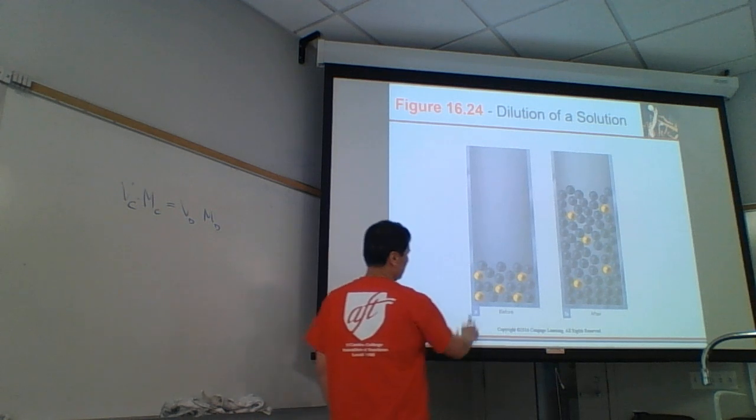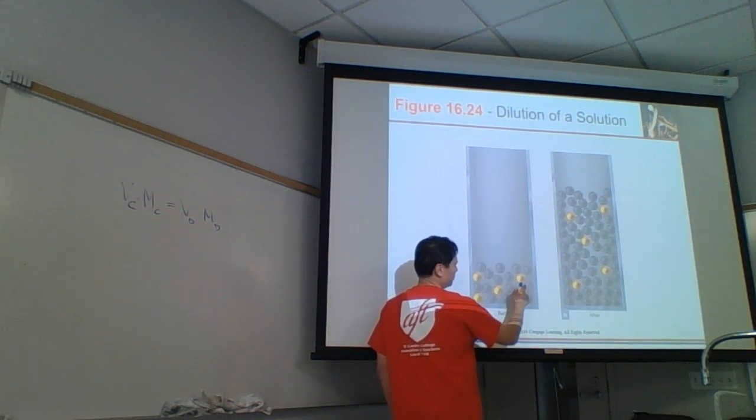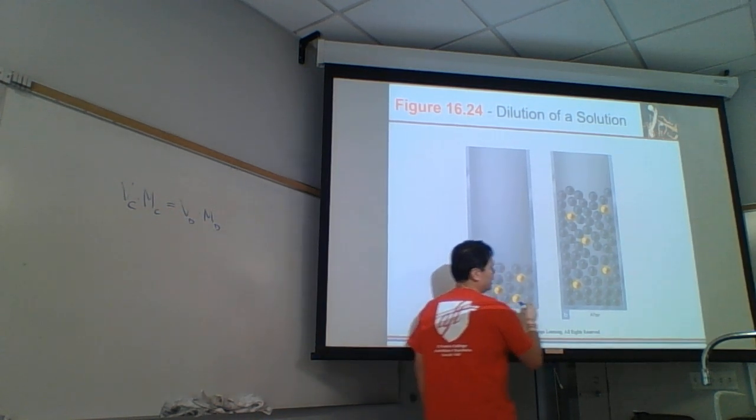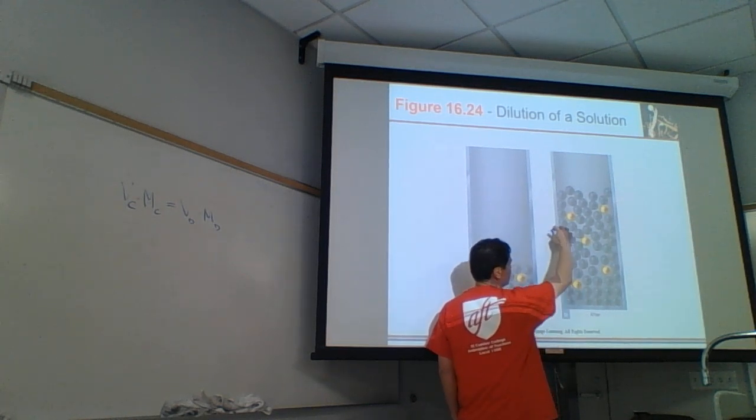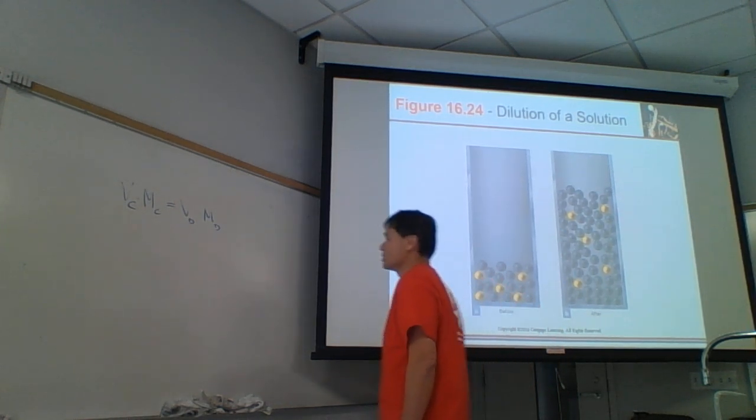So the solute's yellow. 1, 2, 3, 4, 5. So we have 5 yellow solute particles. And then what we do is we do solution dilution. We add more solvent. And so now these 5 are dispersed in a much larger volume. So it's been diluted. How much has it been diluted?